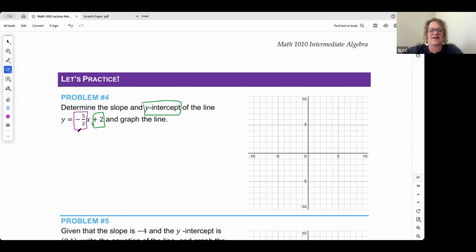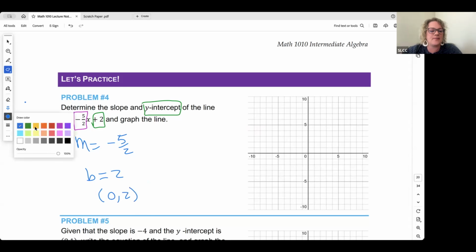So negative 5/2, that's our slope. All right, the slope is negative 5/2. The y-intercept is 0, 2. Making sure that you can state the y-intercept, well, you could say b equals 2, and then stating the y-intercept as an ordered pair of 0, 2. All right, let's graph that line.